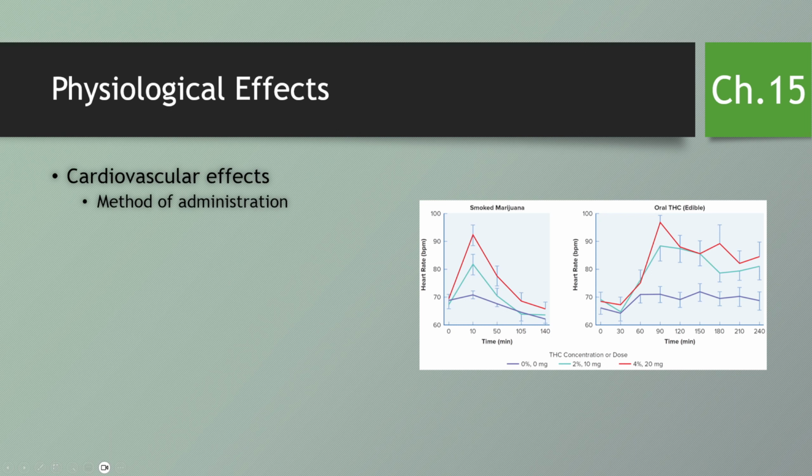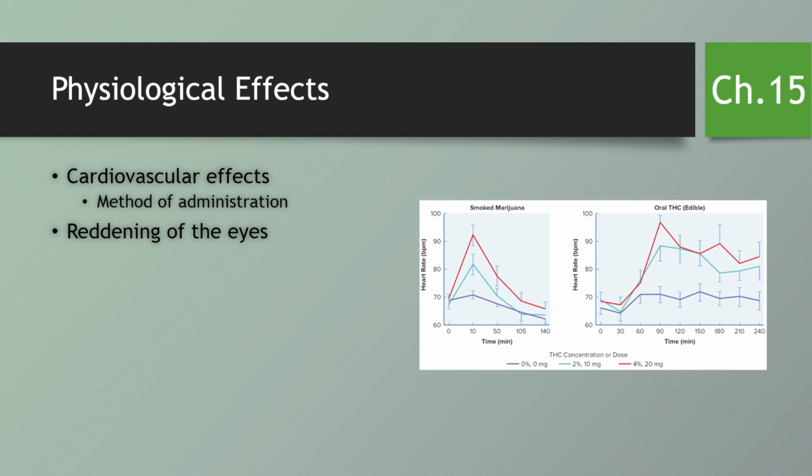And so when we're talking about cardiovascular, we're looking at heart rate here. If we look at the first graph, when smoked, we can see that peak heart rate occurs about 10 minutes after that first inhalation, and then tends to go down after that to lower amounts. Whereas for the oral THC, it takes closer to 90 minutes to see that peak heart rate appear. Again, we also get a higher heart rate increase for the higher concentration or the higher dose in red compared to those other lines as well.